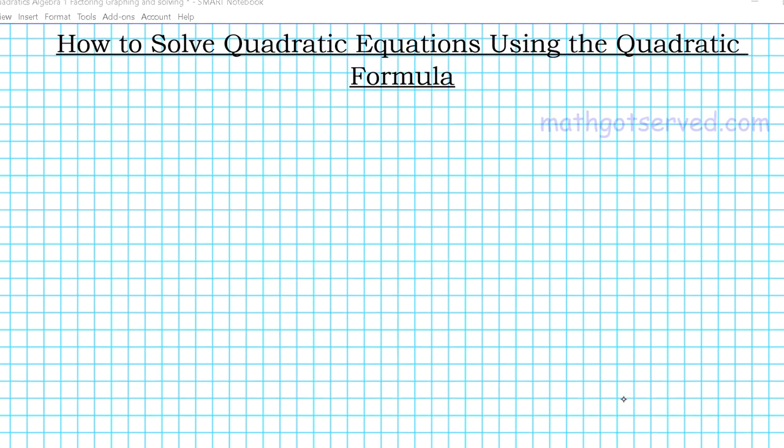Alright, to get us started, what we're going to do first is take a look at the quadratic formula, the formula that's basically going to guide our problem solving process. Alrighty, so the quadratic formula is as follows.